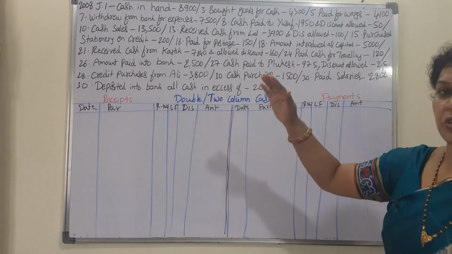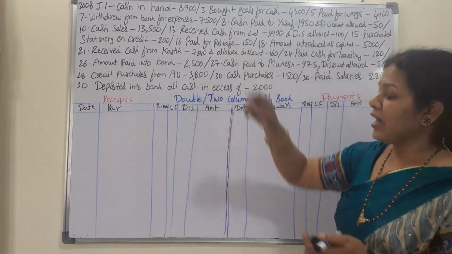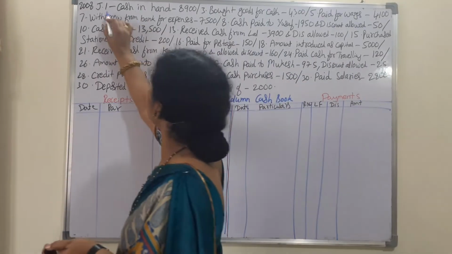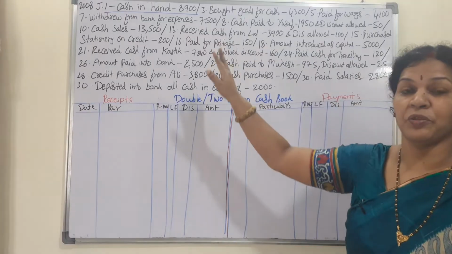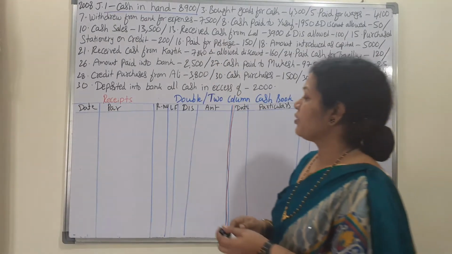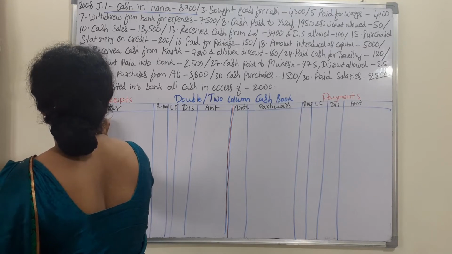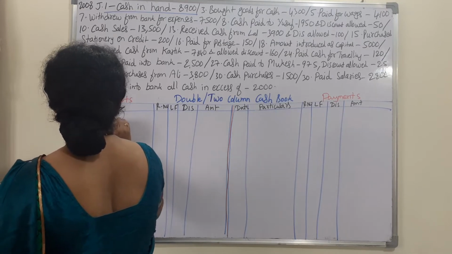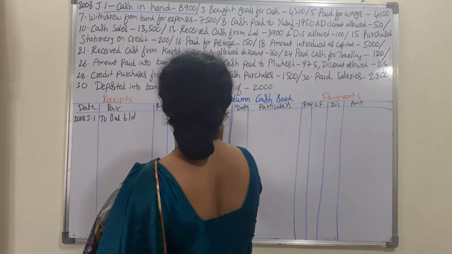So now enter into the problem. The first transaction is given, 2008 January 1st, cash in hand 8,900. We have this much balance, so we'll write it on the debit side. So 2008 January 1st, to balance brought down, means we are having this much balance, 8,900.